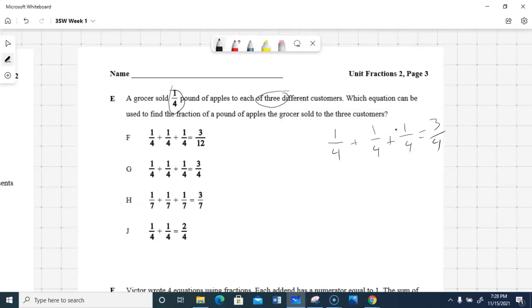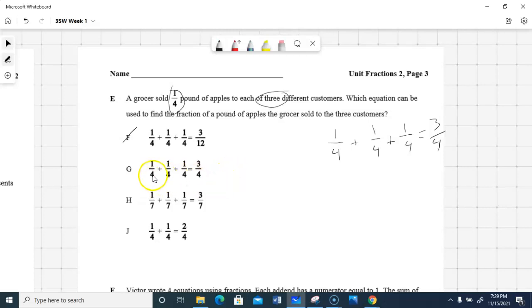Look at the answer choices. F says that 1/4 plus 1/4 plus 1/4, which represents how many fourths the grocer sold, equals 3/12. On that one, they would have added the denominators together and then added the numerators together. But that's not how we add fractions with the same denominator. So that one is false, not F.